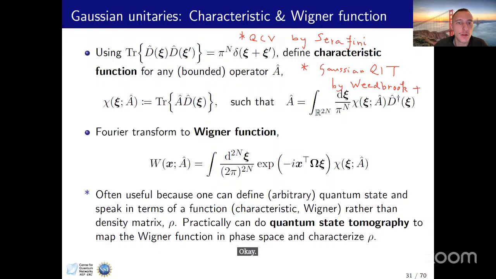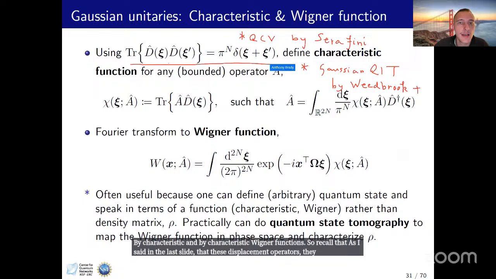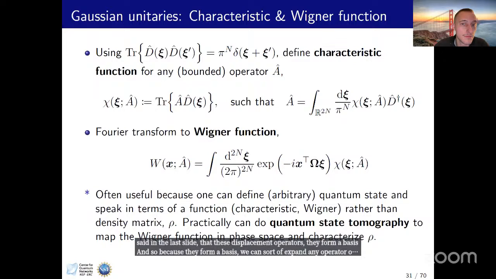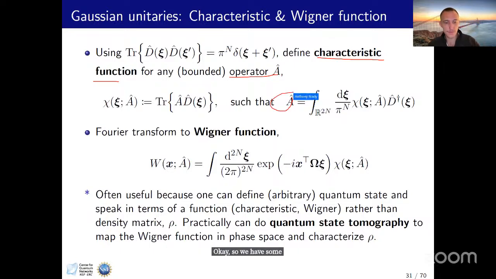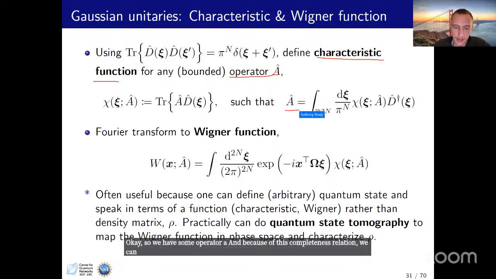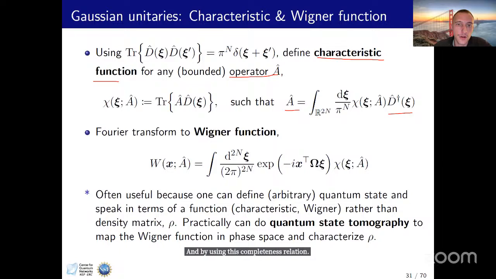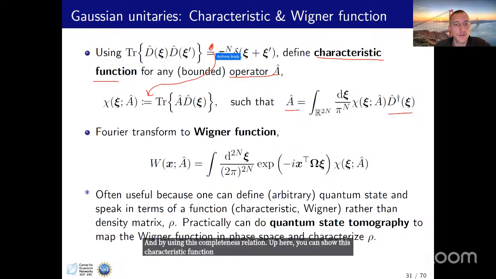Okay, so in any case, now we're going to talk about describing Gaussian states by characteristic and Wigner functions. So recall, as I said in the last slide, that these displacement operators form a basis. And so because they form a basis, we can expand any operator or state in terms of the displacement operators. This allows us to define the so-called characteristic function for any operator A. Because of this completeness relation, we can expand the operator A into this displacement operator basis. And by using this completeness relation up here, you can show that this characteristic function is just defined in this manner. So it's just the trace of a displacement operator times the operator.